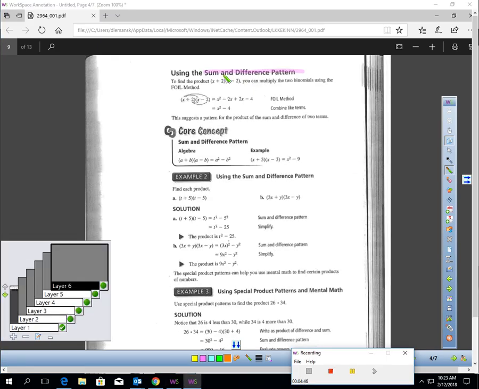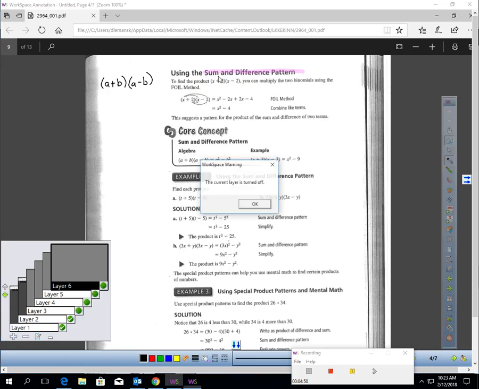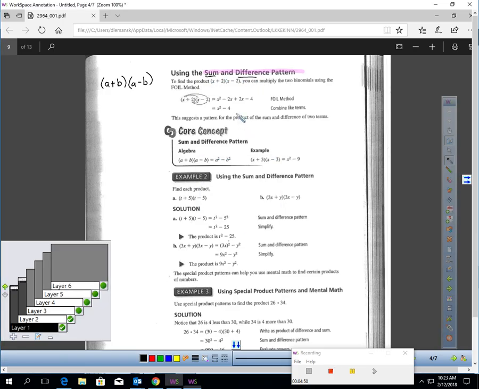Here's the second shortcut. It's called the sum and difference pattern. So here would be an example of 2 binomials. Can you see how one is an addition, one's a subtraction of the same things? Sum is addition, right? Sum means add, difference means subtract. So if we're adding and subtracting the same things, there is a shortcut.